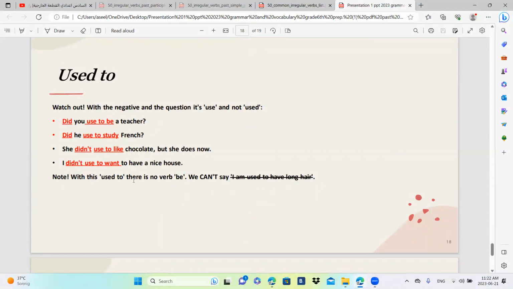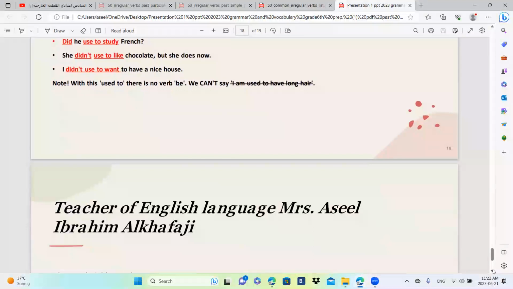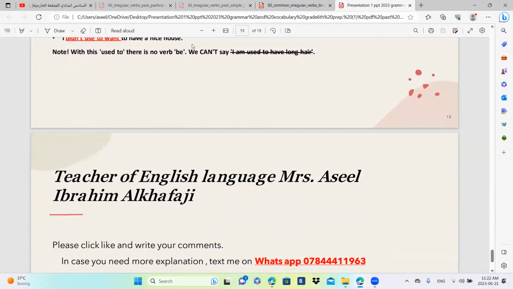Note, with this used to, there is no verb be. We can't say I am used to have long hair. We don't use the continuous, because it is not an event, it is something that is a reality. We don't use past continuous with it, only past simple tense.